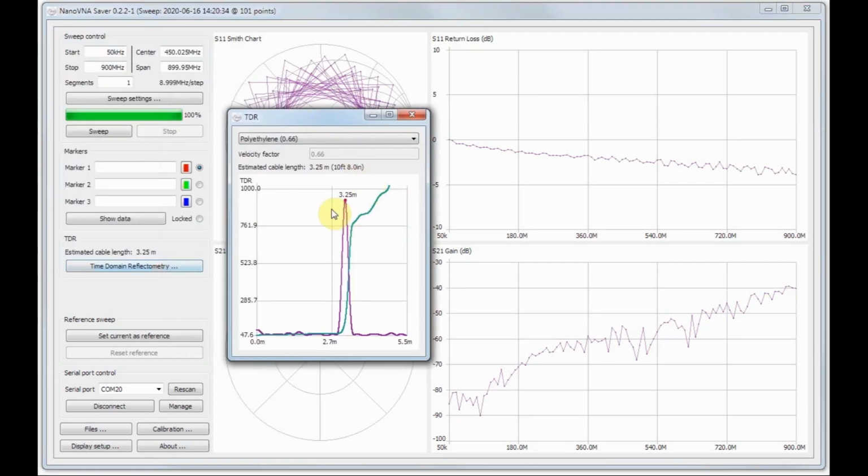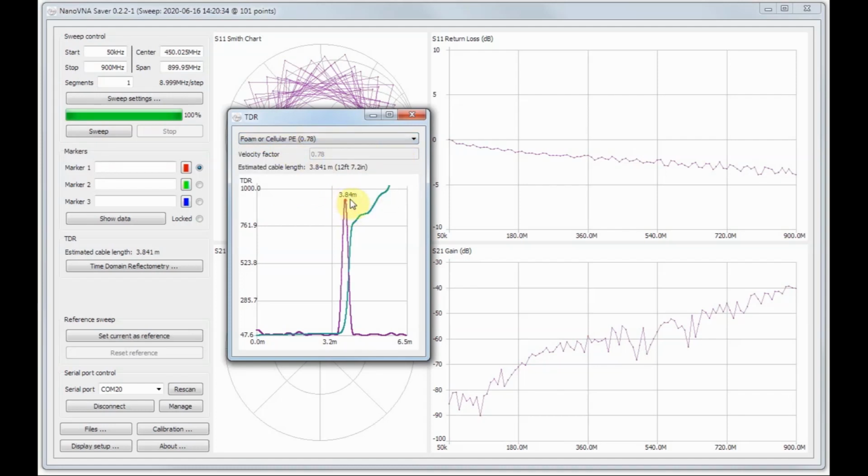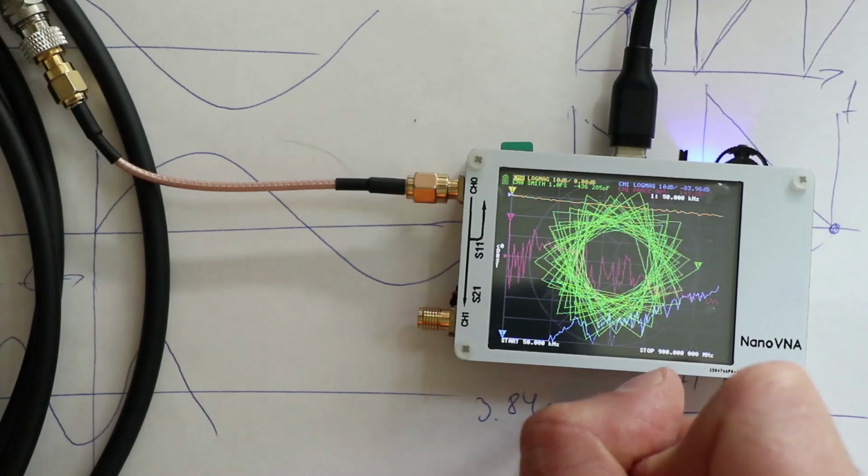Here we actually have a couple things. We can provide a velocity factor, and by knowing that, we will get the exact cable length. Or if we don't know, we can just leave it at 1, measure it ourselves, and come up with a velocity factor for this cable. Since we measured it at 78%, let's see if it exists. It exists here. And the distance that NanoVNA is providing for this measured cable is 3.84 meters.